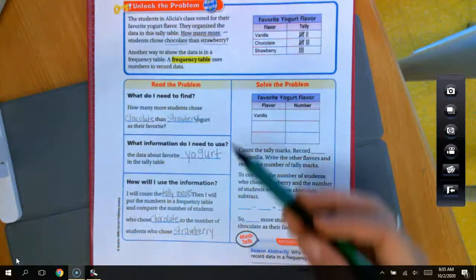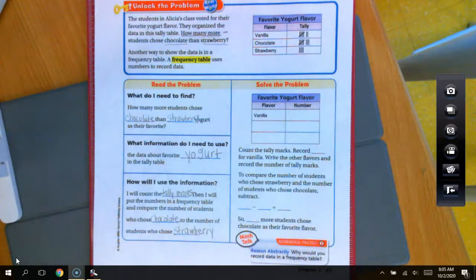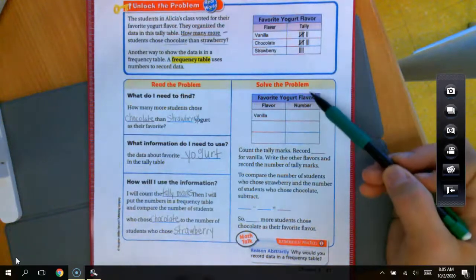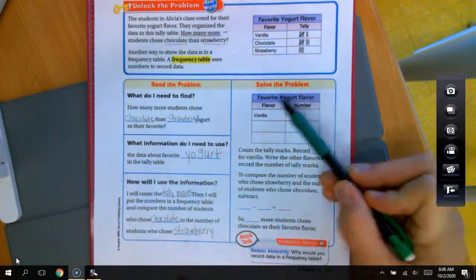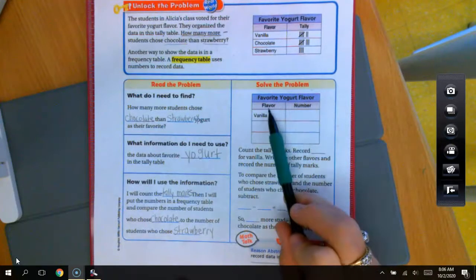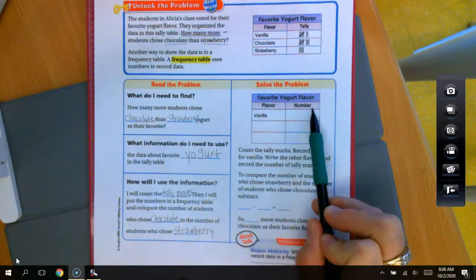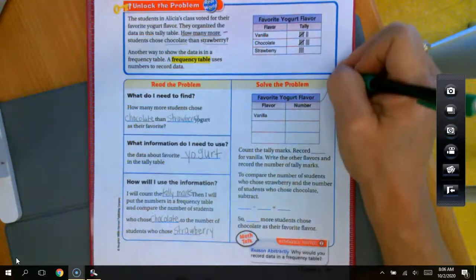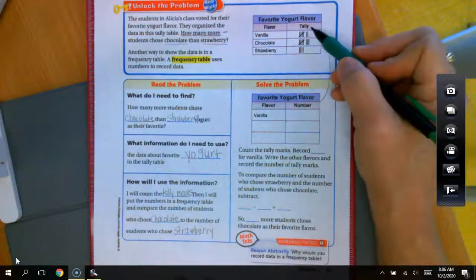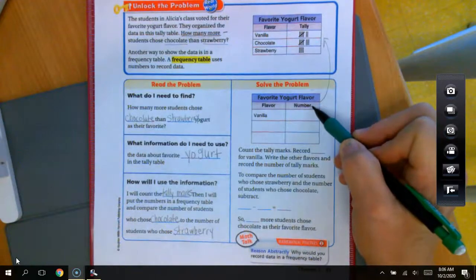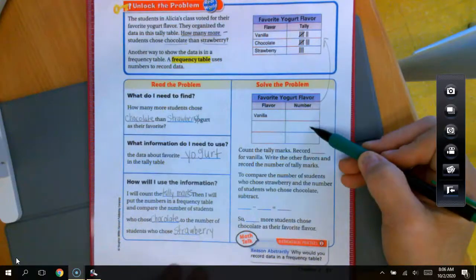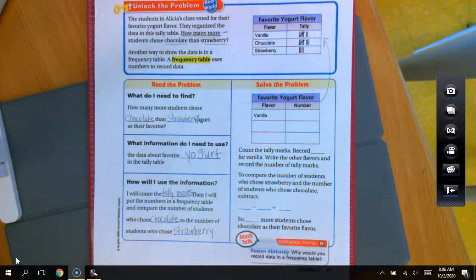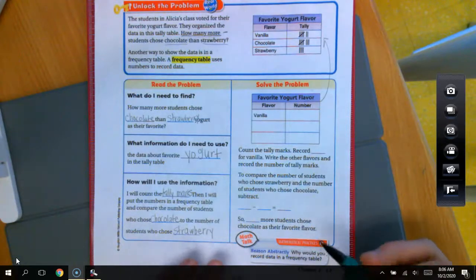So we just read the problem, and we figured out the information that we needed. Now we need to go and solve it. Under solve the problem, we have a blank chart that was started for us. We have our main title, flavor, and number. You see that it has changed from the above table. It is no longer a tally, it is now a number. Boys and girls, we're now making our tally table into a frequency table.